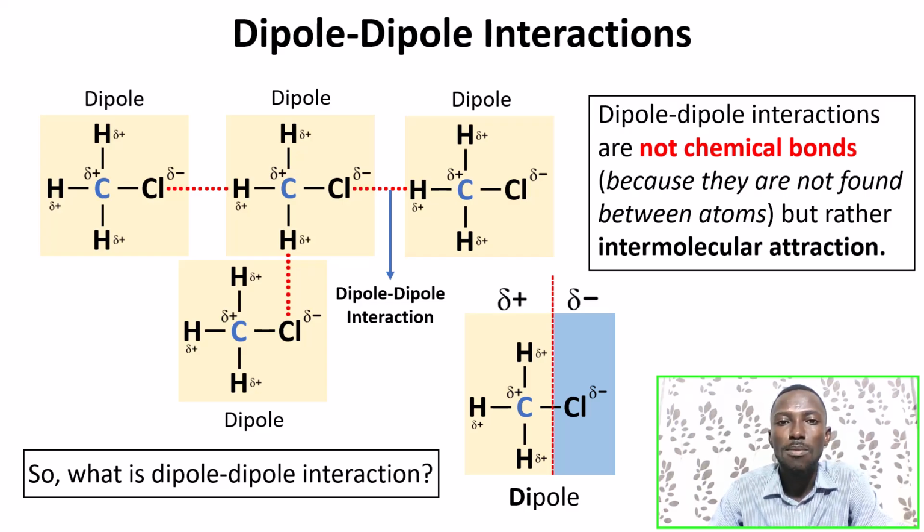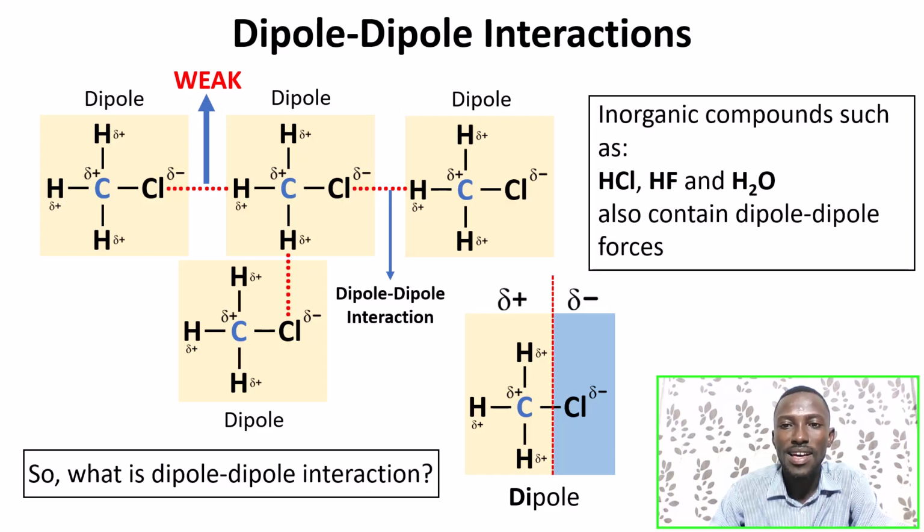If you want more explanations on that, you can check the description of this video to find a link to that video, or you can check our playlist. So a dipole-dipole interaction is an intermolecular force of attraction, not intramolecular, which is a chemical bond. And one interesting thing about dipole-dipole interactions is that they are basically weak. They are weaker than the covalent bonds we've studied earlier.